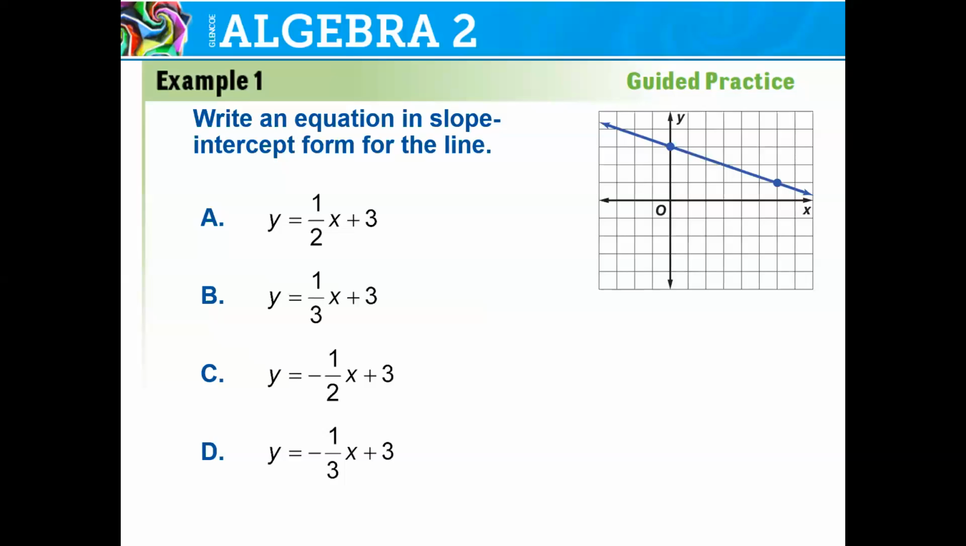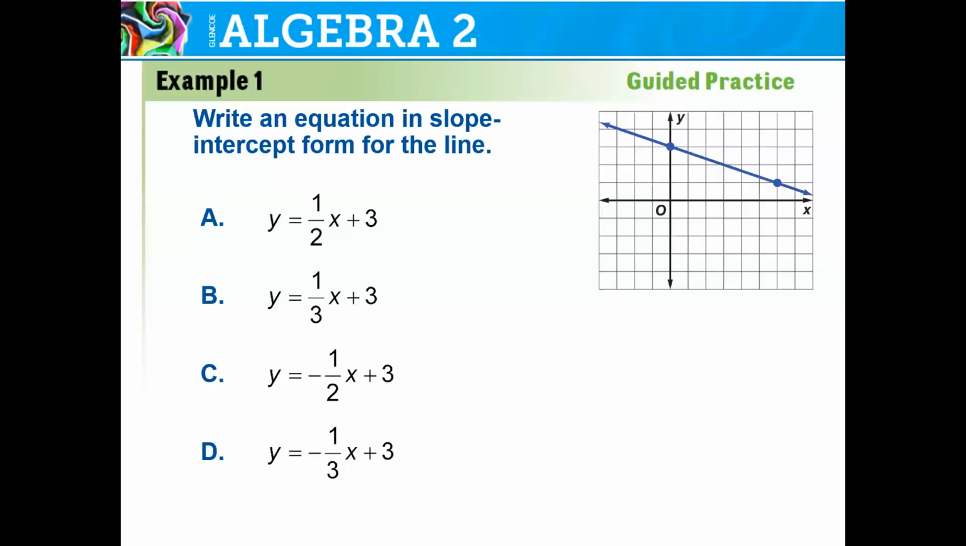So we have 0, 3. And it looks like if I go from the origin working to the right, I go 1, 2, 3, 4, 5, 6, and up 1. So I have the point 6, 1. Now I just need to plug it into my slope formula. Okay, and I'm going to have 1 minus 3 on the top over 6 minus 0 on the bottom.